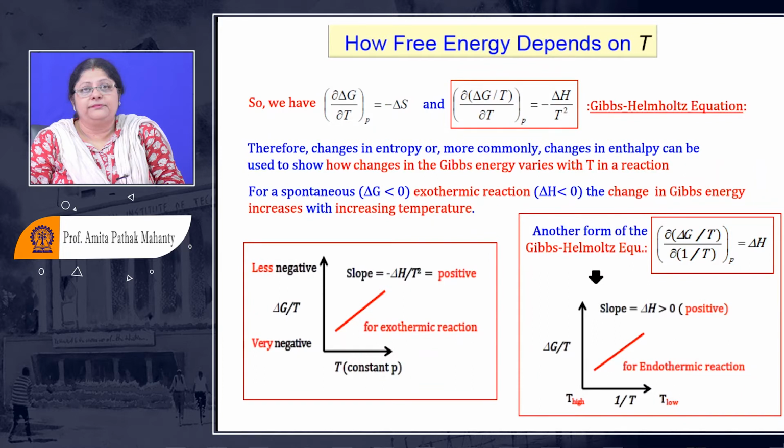Can we say something from this about Le Chatelier's principle? Any one of you?